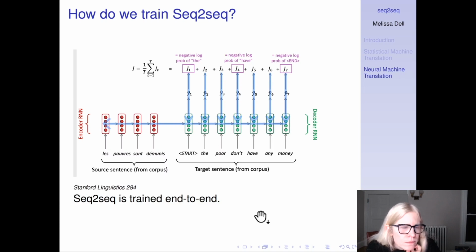And so how do we train a sequence-to-sequence model? Sequence-to-sequence is going to be trained end-to-end. And so we're going to be jointly training our decoder and our encoder.